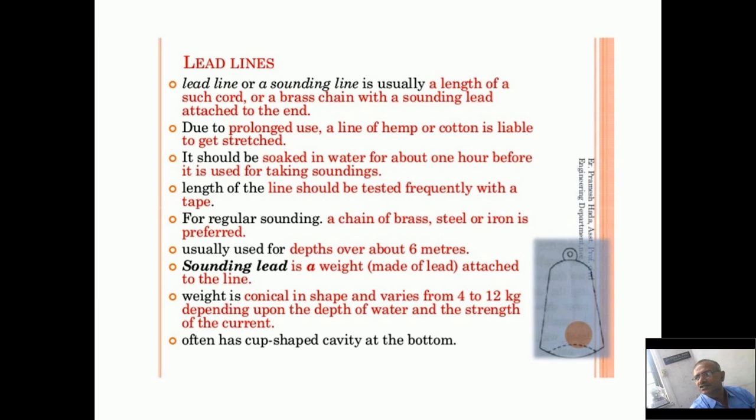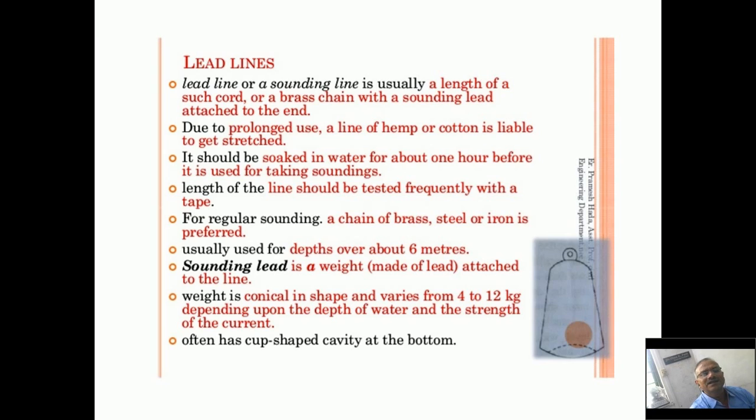So before taking the sounding, you have to check its length so that you will get the proper depth. From that viewpoint, it is advisable that it should be soaked in water for about 1 hour before it is used for taking the sounding, so that its length will not be altered. The length of the line should be tested frequently with a tape. For regular sounding, a chain of brass, steel or iron is preferred, usually used for depths over about 6 meters. These lead lines are used.